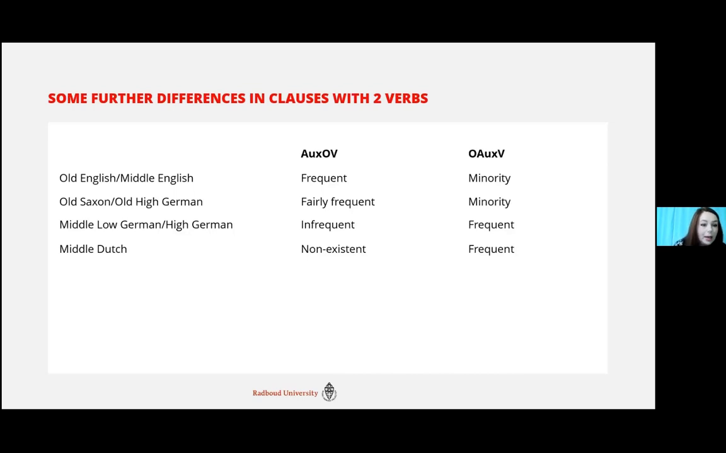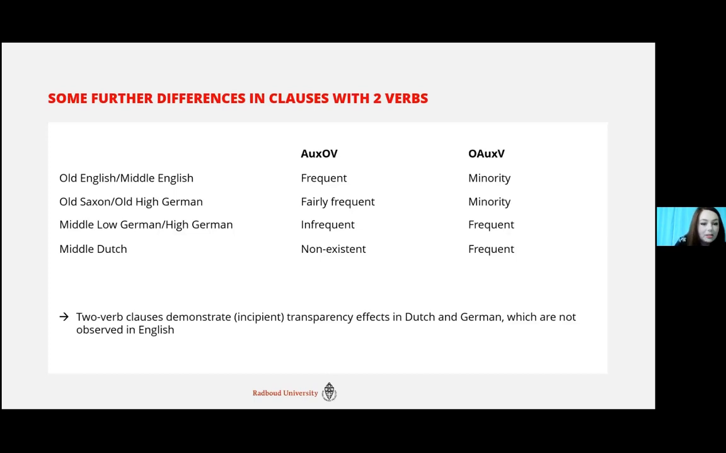And when we look at the history of German, and I'm lumping together Low German and High German here because they behave similarly in this regard, we find that in the earliest stages, auxiliary object verb word order is fairly frequent, and object auxiliary verb word order is a minority. But as these languages develop, auxiliary object verb word order becomes infrequent, whereas object auxiliary verb word order becomes much more frequent. In Middle Dutch, well, a handful of auxiliary object verb word order, but a very frequent object auxiliary verb word order.